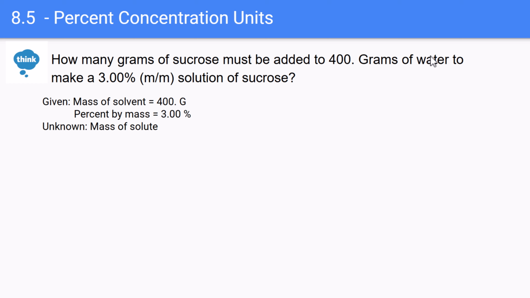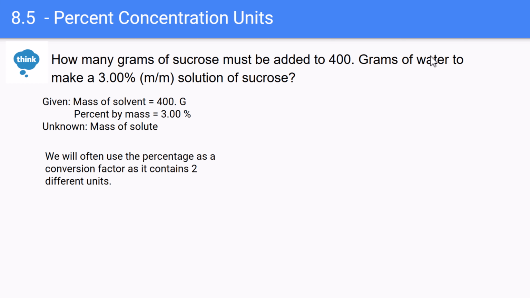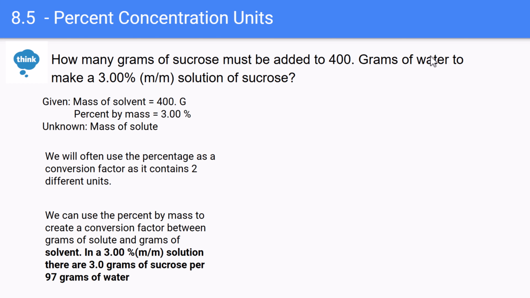We're given the mass of the solvent, and we're given the percent by mass, which is 3%, and I need to know the mass of the solute. Now, we're going to use this as a conversion factor again, but be extra careful here because we're looking at solvent, not solution. So while I can say that a 3% by mass solution is 3 grams of sucrose per 100 grams of solution, I can also say it's 3 grams of sucrose per 97 grams of water, because 3 grams of sucrose and 97 grams of water equals 100 grams of solution.